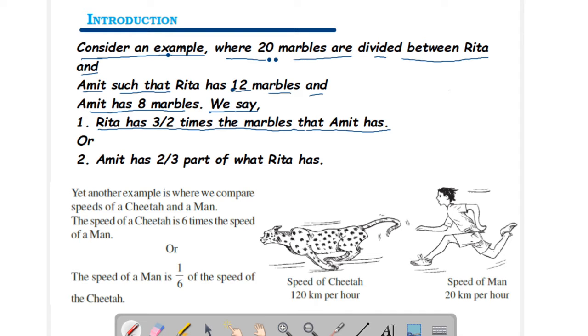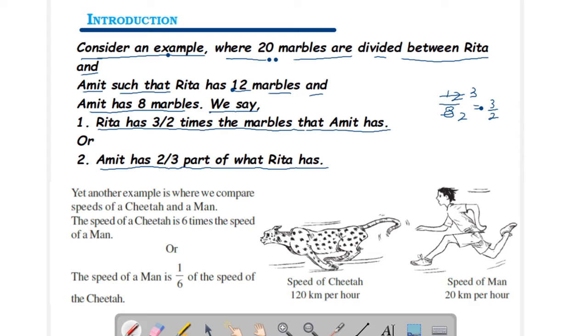Here Rita has 12 marbles and Amit has 8 marbles. Write in fraction 12/8 and then write in simplest form. You can divide it by 4. 4 threes are 12, 4 twos are 8. You will get 3/2. That's why we say Rita has 3/2 times the marbles that Amit has, or Amit has 2/3 part of what Rita has.